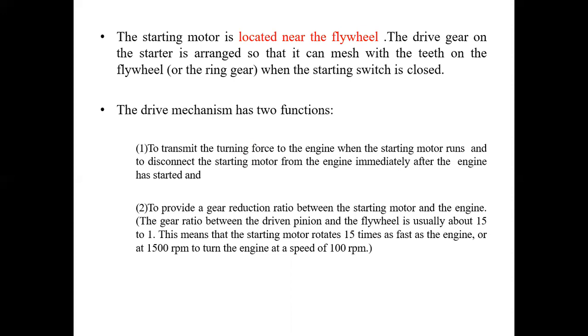there are two mechanisms used in the starter motor: one to transmit the turning force to the engine when the starting motor runs, and to disconnect the starter motor from the engine immediately after the engine has started. The second is to provide a gear reduction ratio between the starter motor and the engine. The gear ratio between the driving pinion and the flywheel is usually about 15:1. This means that the starting motor rotates 15 times faster than the engine, or at 1500 rpm to turn the engine at a speed of 100 rpm.